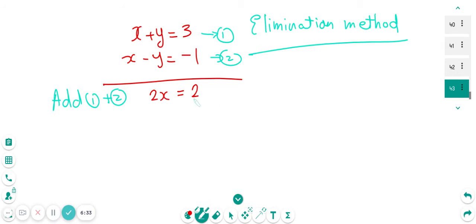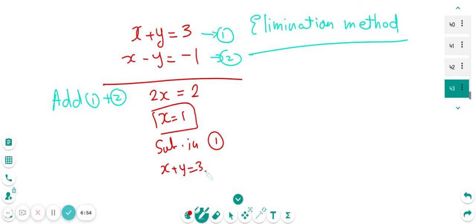Now we have a single variable equation. It's very simple. We divide 2 on both sides, and we get x equals 1. That's the value of one of the variables. I hope that's clear. Once you get the variable, you can substitute it in any of the equations. Let's say we substitute in equation 1. In equation 1, x plus y equals 3, and we already know the value of x is 1. So we substitute that here, and y plus 1 equals 3. We subtract 1 on both sides, and y comes out as 2. So the value of x is 1, the value of y is 2.